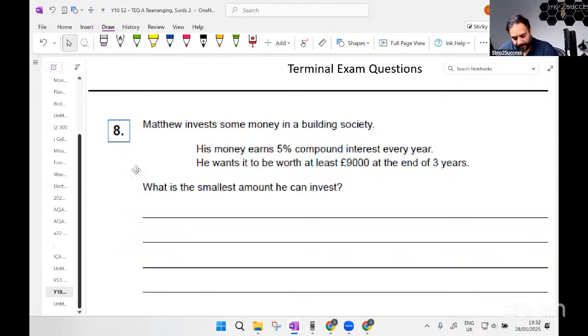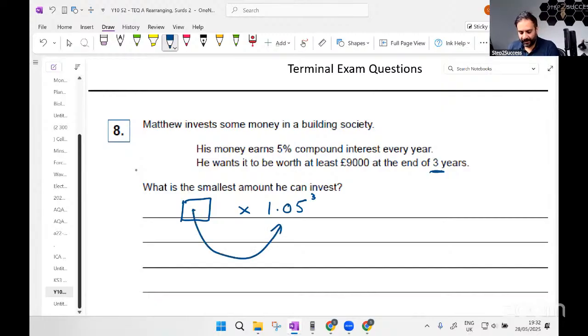Okay, if I have some money in a bank account and it's going to earn 5% compound interest, you would multiply it by 1.05. That increases it by 5% for 1 year. If it's for 3 years, you would do 1.05 to the power 3. So if I put some money in a bank account and it earns 5% interest per year, this is how I would calculate it for 3 years because it's a 3 there.